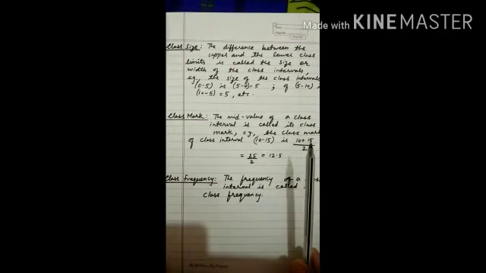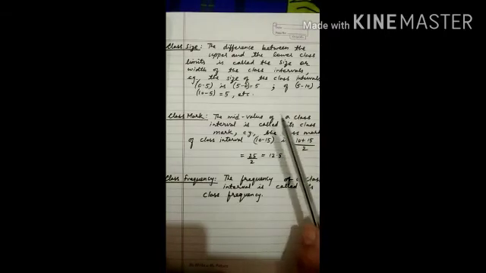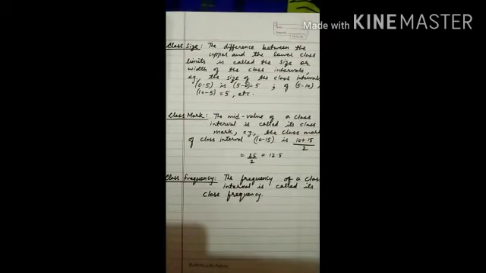Suppose there is a class interval 0 to 10. We can easily say that its class mark is 5, because the middle value, the midpoint of the class interval 0 to 10, is 5. But there is a formula to calculate this. Lower limit is 0, upper limit is 10, so 0 plus 10 divided by 2, it means 10 divided by 2 equals 5. This is the way we can calculate the class mark of any class interval.